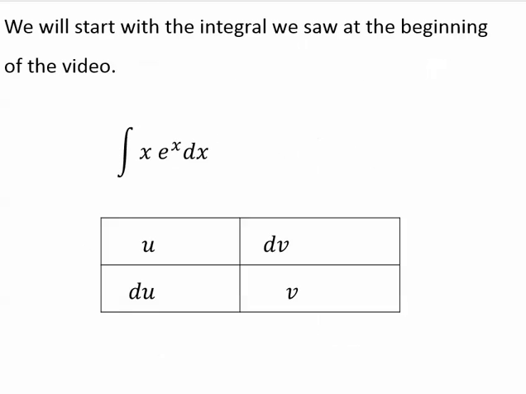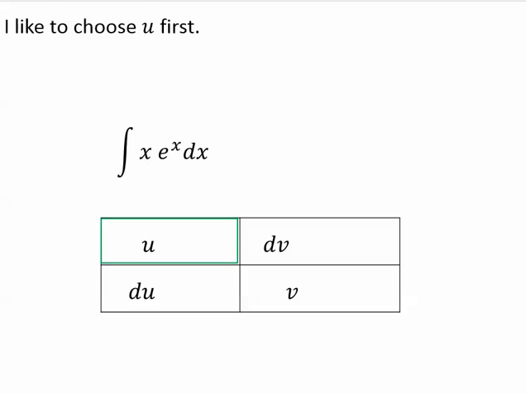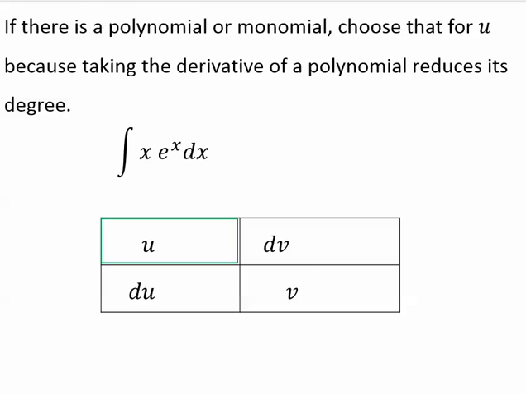Let's do an example. We're going to start with the integral we saw at the beginning of the video. In using integration by parts, I first set up this grid. If you set up the grid in the same way every time, it'll help you to remember the process. Okay, so set up the grid, and then the first thing I like to do is to choose u. If there is a polynomial or a monomial, choose that polynomial or monomial for u. And the reason for that is taking the derivative of a polynomial reduces its degree.